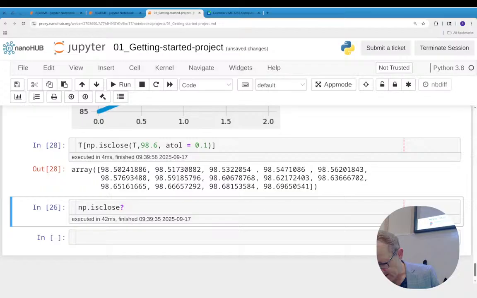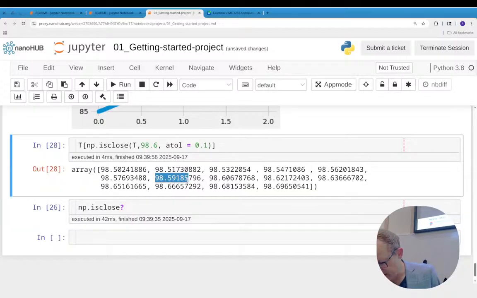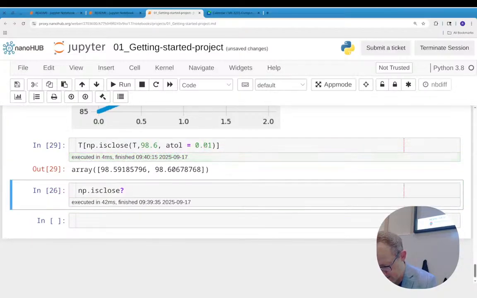And look at that, 98.59185. I'd say that one's pretty darn close. So we could even go less. So isclose is a nice way. That's one way of finding solutions with numerical methods.